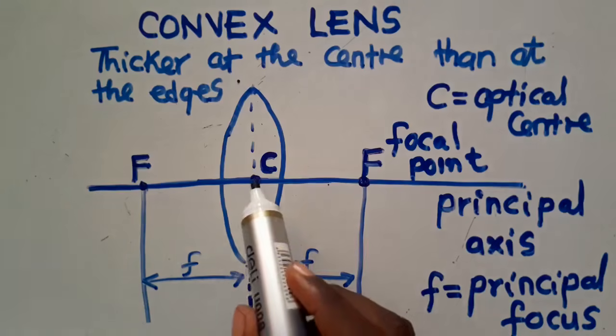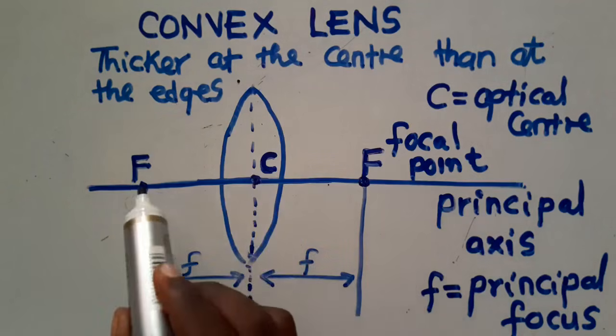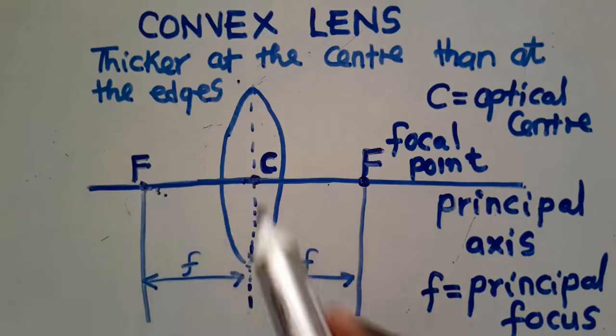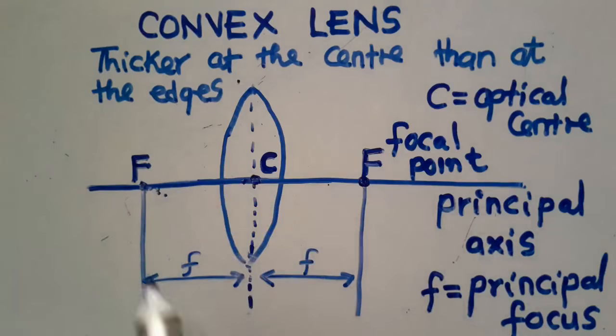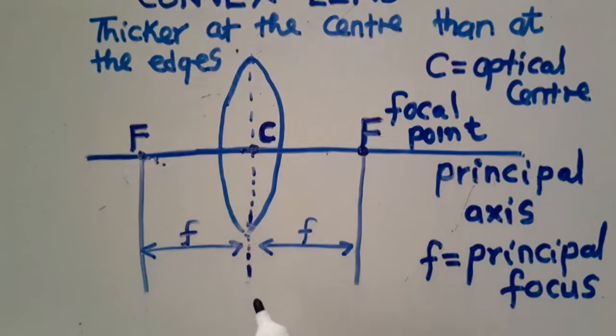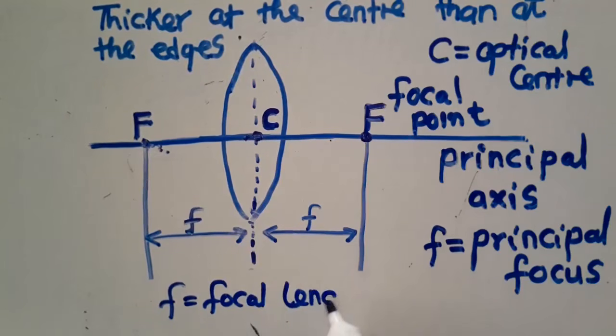The distance from the optical center to the focal point, this distance here, is called the focal length. So we call this the focal length, this f, the small f there. I will say that small f is called the focal length. This is what you need to understand.